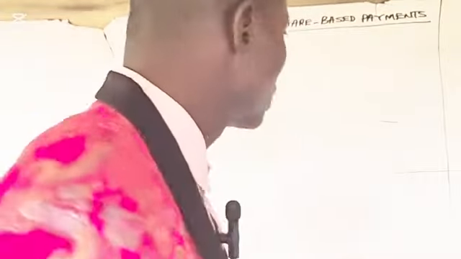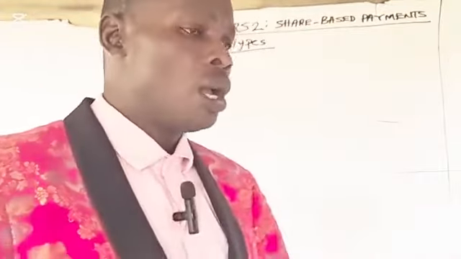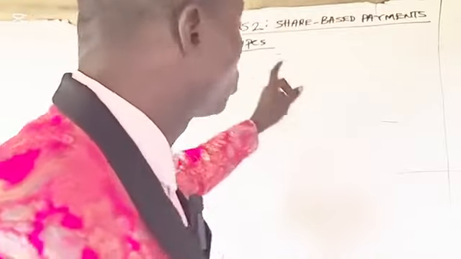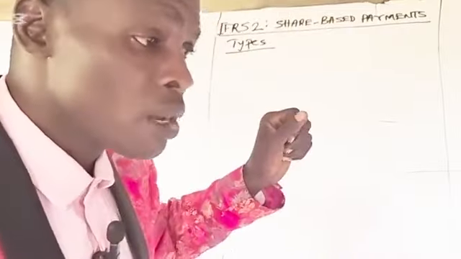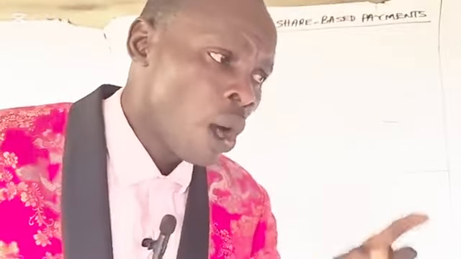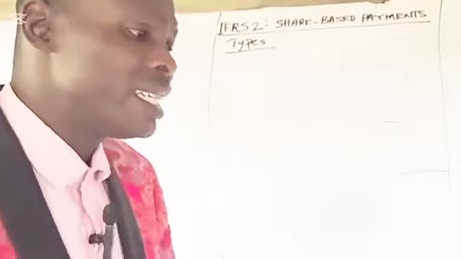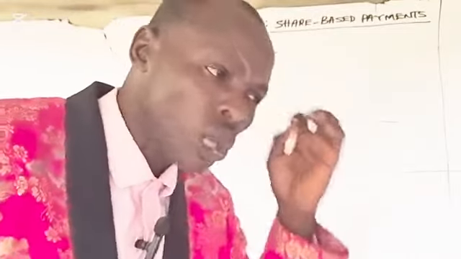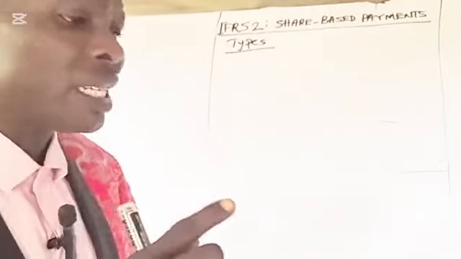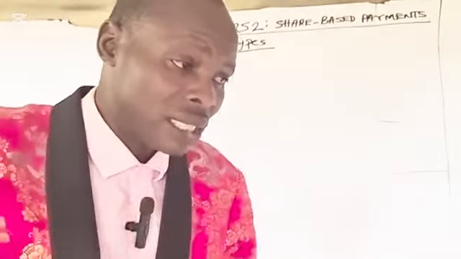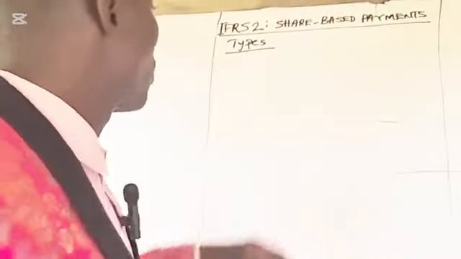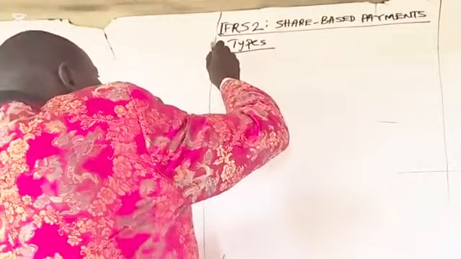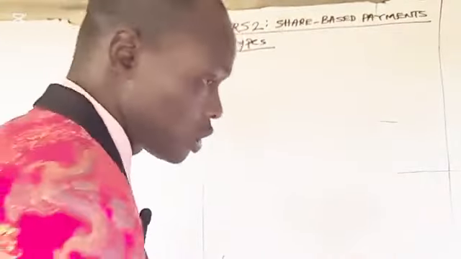The third one is a combination of equity settled and cash settled share-based payment transactions. That is, transactions where an entity acquires goods or receives services, and either the entity or the supplier can choose a cash amount based on the price of the entity's share, or equity instruments of the entity. In this video, I want to start with equity settled share-based payment transactions.